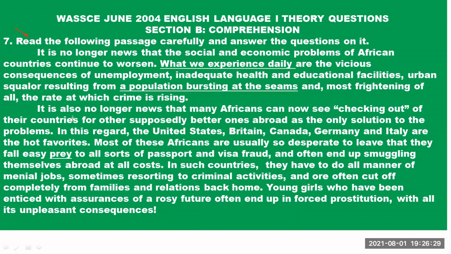Okay, paragraph 2. It is also no longer news that many Africans can now see checking out of their countries for other supposedly better ones abroad as the only solution to the problems. You can see, in this regard, the United States, Britain, Canada, Germany, and Italy are the hot favorites. Most of these Africans are usually so desperate to live abroad that they fall easy prey to all sorts of passport and visa fraud and often end up smuggling themselves abroad at all costs.